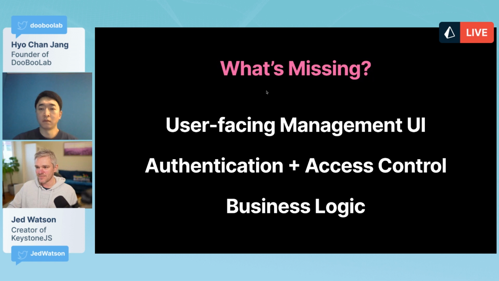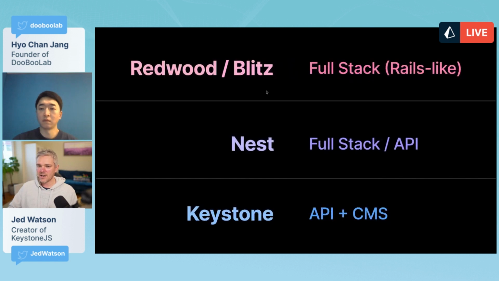Some of the ones that I've sort of been looking at are things like Redwood and Blitz and Nest and Keystone. And these all have a different flavor. They all target a different type of application. Redwood and Blitz are both very full stack. They're sort of Rails-like for the JavaScript ecosystem. Nest is very much a full stack framework. You can build an API, but you can also render web pages with it. Whereas Keystone is more in the API plus CMS space.